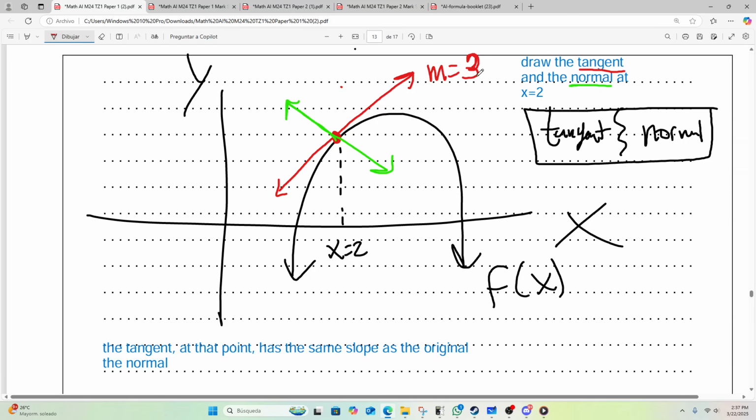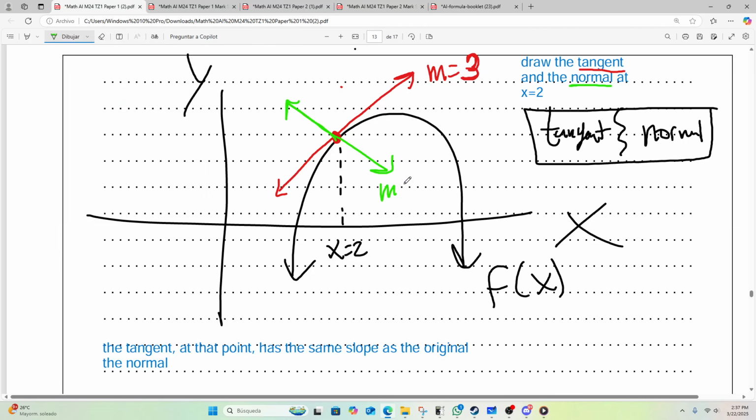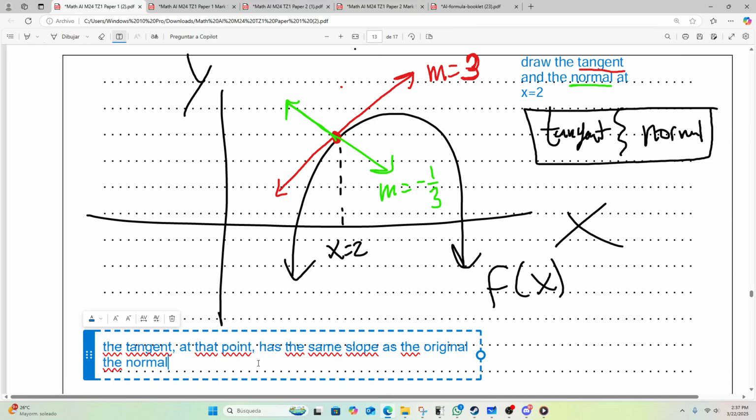Well, then that means that the slope of the normal, and I'm going to try to help you figure it out on your own. If the slope of the tangent at x equals 2 is 3, then the slope of the normal at x equals 2 has to be negative 1/3. So how do I associate the 3 to the negative 1/3? I'll give you 10 more seconds to figure it out.